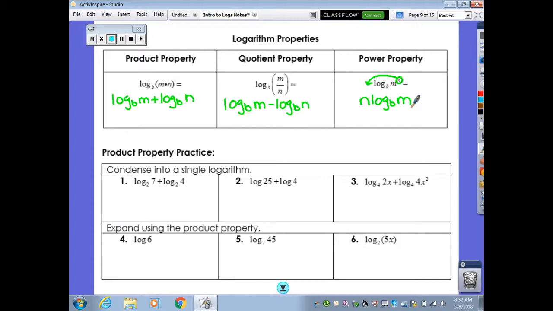Now let's look at the first one, product property practice. Let's condense these two things together. They both have the same log base, so what we can do is make this log base 2 of 7 times 4, which is log base 2 of 28. And that would be our final answer.